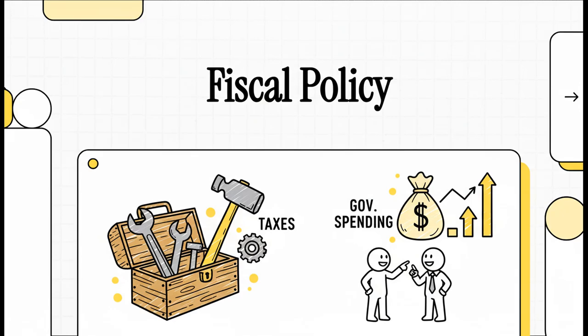All right, so when an economy hits a rough patch, the government doesn't just sit on the sidelines. It actually has a specific set of tools it can use to try and get things back on track. Today, we're going to open up that toolbox and get to grips with what we call fiscal policy.